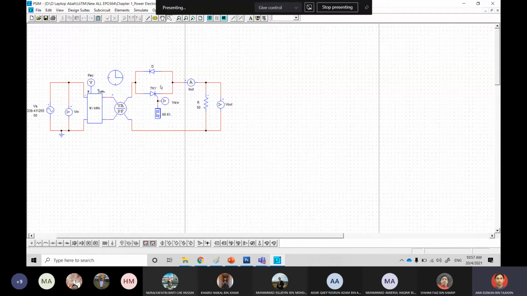Okay, so I have a combination of two switches. One I'm using the thyristor and another one I'm using diode. So what kind of AC regulator yang saya ada dekat sini? This one. Kita panggil sebagai... Uni. Okay, good. Very good.